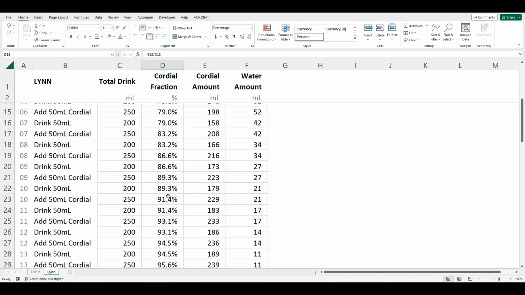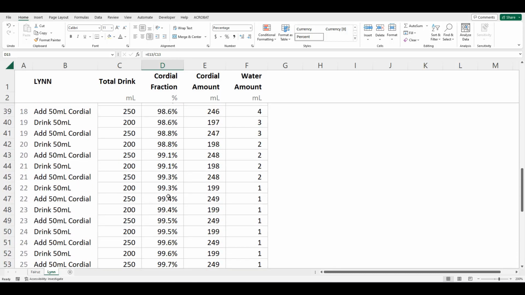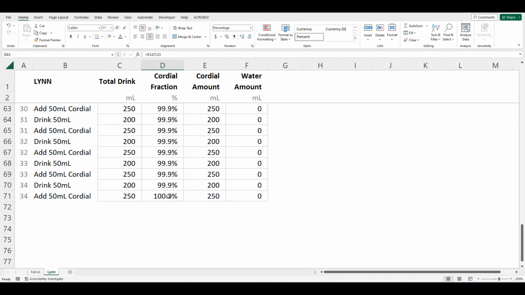And if we scroll down, we see that eventually we get, again, to 1 decimal place of precision, 100% cordial, so pure cordial. And this time that happened after 34 repeats of the process. And again, it's not perfect. There's a bit of rounding going on here, but the idea is there. If you kept doing this forever, you would eventually get to pure cordial.